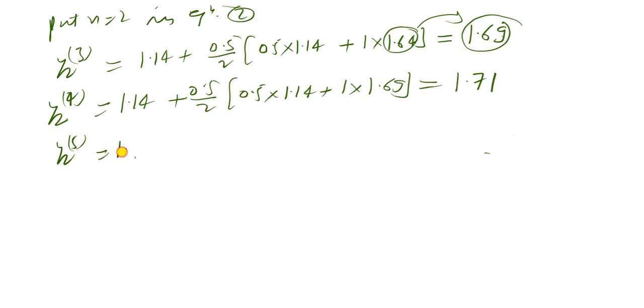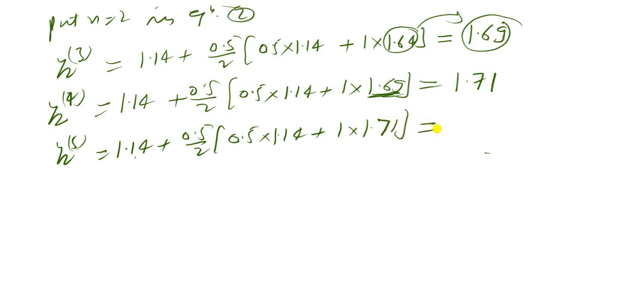y25 is equal to 1.14 plus 0.5 upon 2, 0.5 into 1.14 plus 1 into, now this value replaced by this, so this is 1.71, and simplify this with the help of the calculator, 1.71.